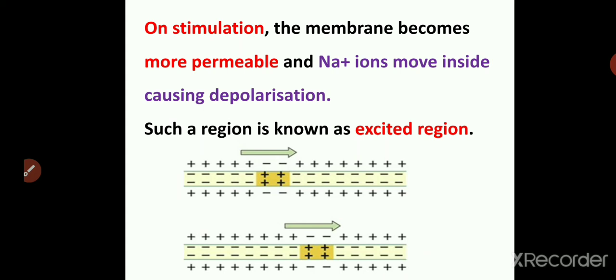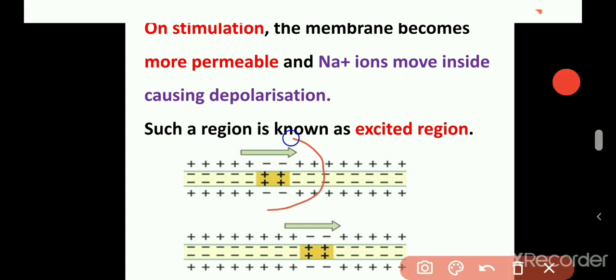Then when an impulse is triggered or any sensation is picked up by the dendrite and it is passed on to the axon, where the sensation is felt by the axon, as you can see here, it is felt at this particular point in the axon. So there immediately what happens, the membrane of the axon becomes more permeable. The permeability of the membrane increases, due to which it easily allows the sodium ions to enter inside.